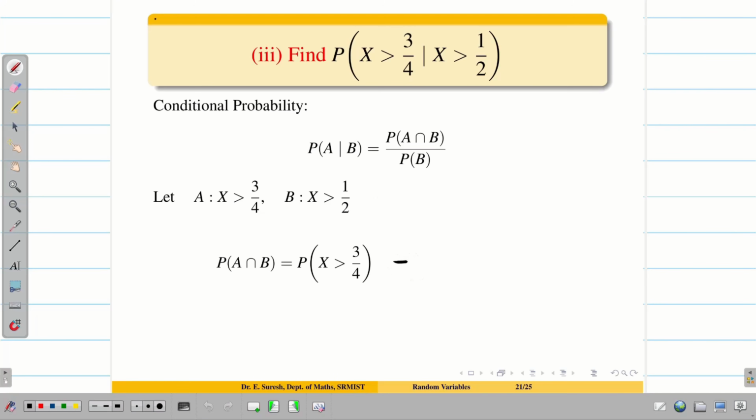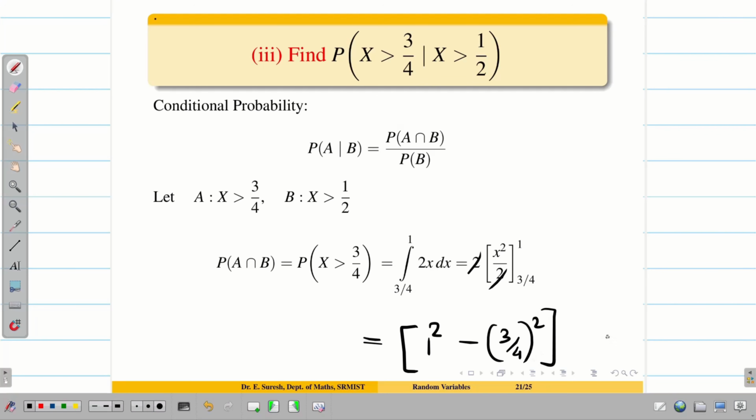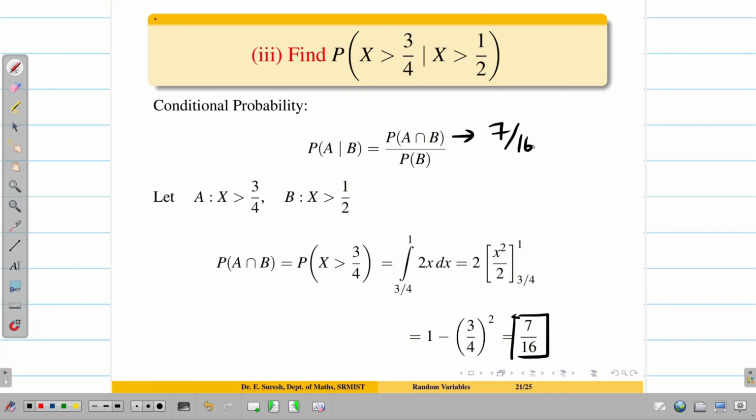So now we can easily find the value for the numerator. Probability of x greater than 3/4. That means from 3/4 up to infinity, but our problem deals only with 0 to 1. Therefore, integral 3/4 to 1 of f of x dx. My f of x is 2x. We can easily integrate this, cancelling this 2 and substituting the upper limit, 1 square, minus the lower limit, 3/4 whole square. So 1 minus 9/16. So the answer is 7/16. And this is not the final solution. We just found the numerator. Now we have to find the denominator.